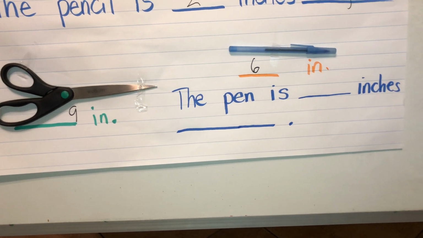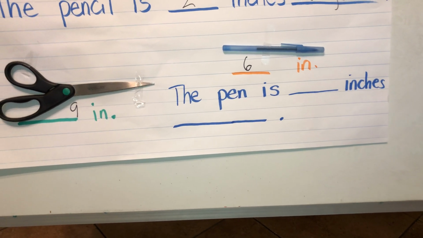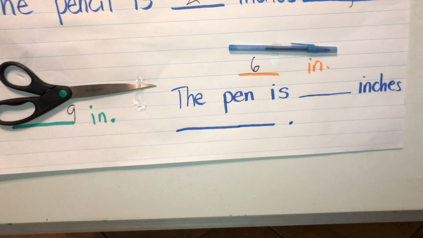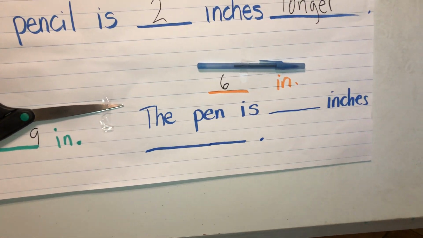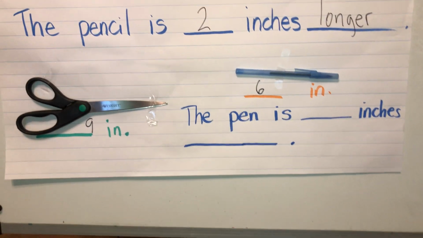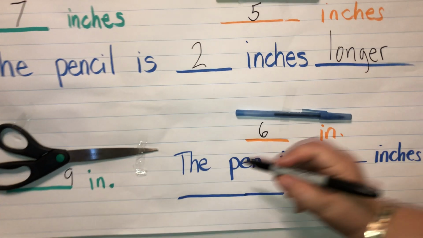And the sentence there says the pen is blank inches blank. So now we're focusing on the pen. Is the pen longer or shorter than the scissors? If you said shorter, you are correct. So I'm going to write the word shorter.